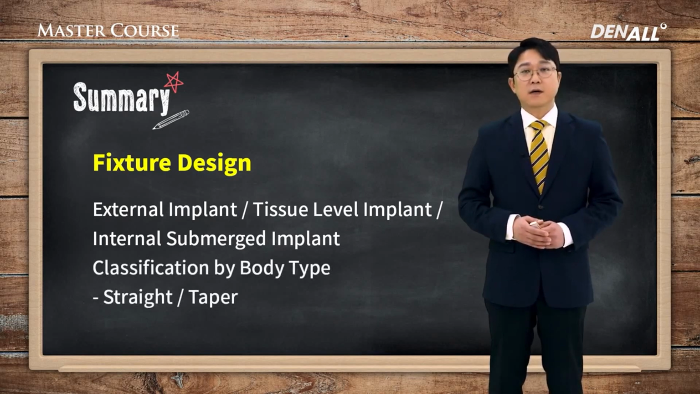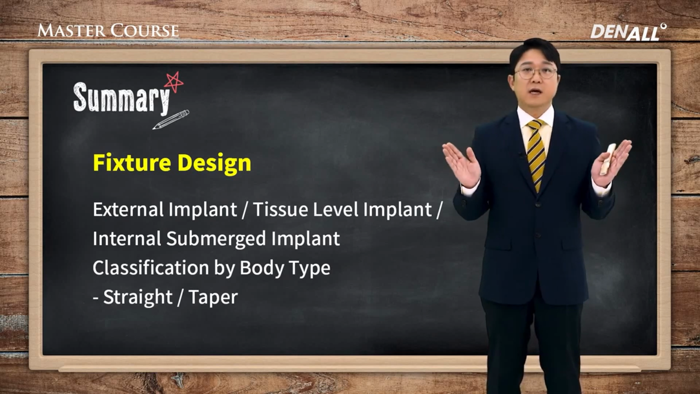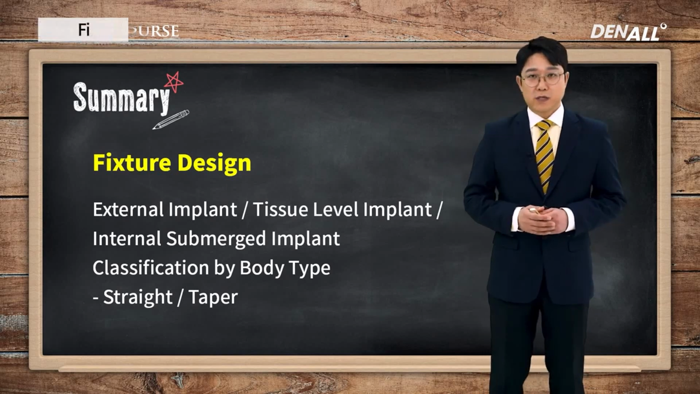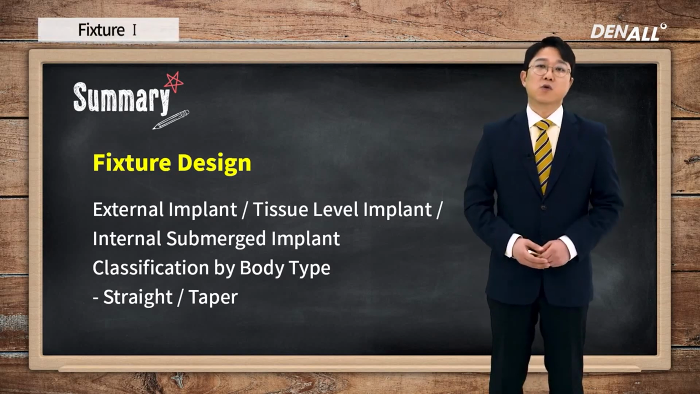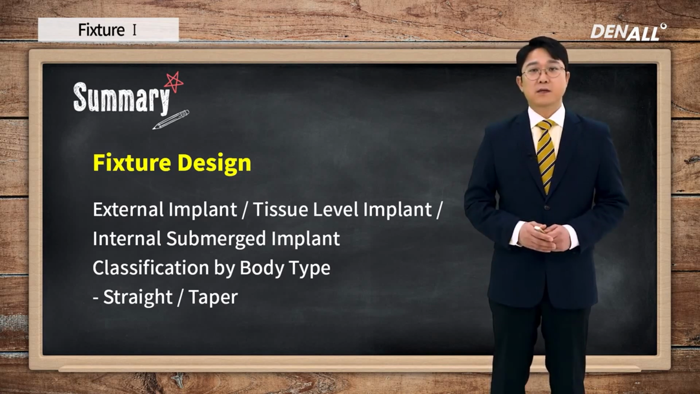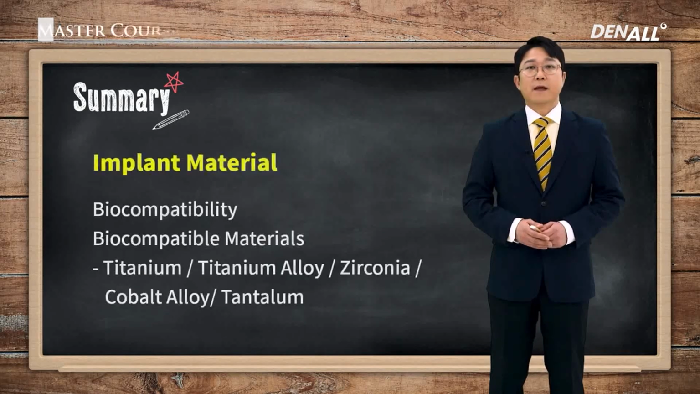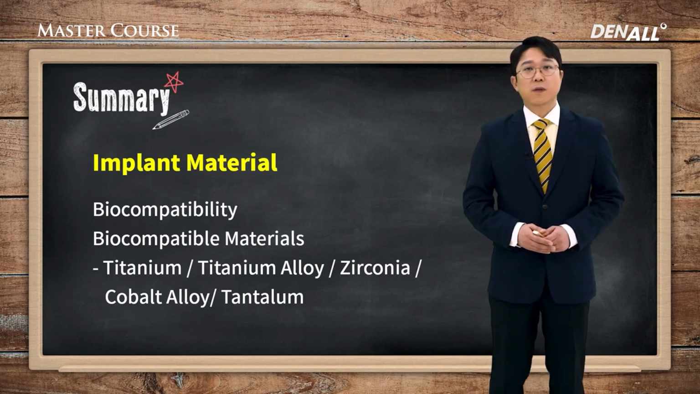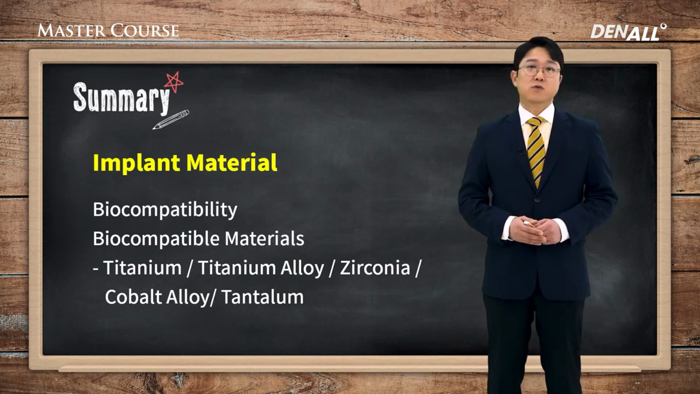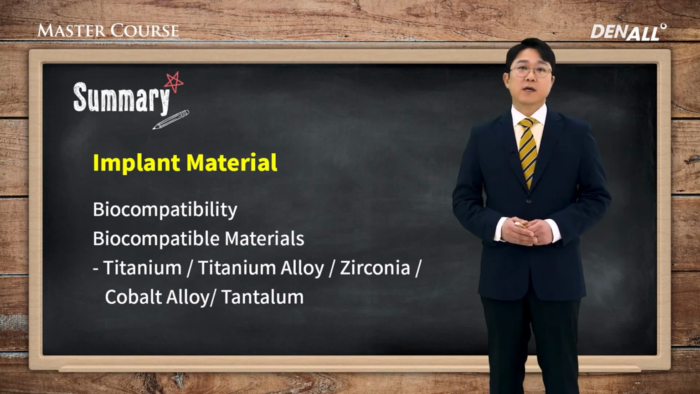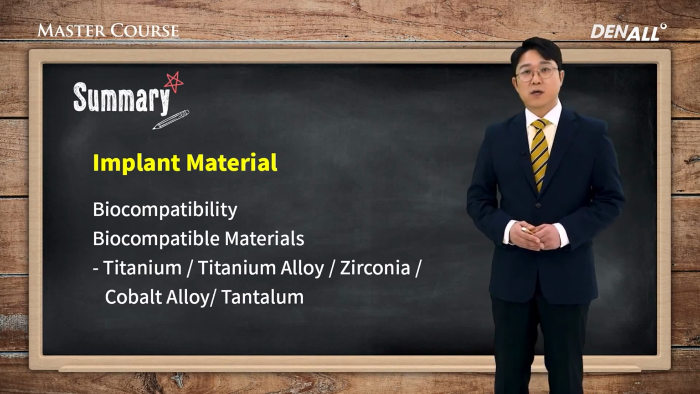Depending on the type of the fixture body, it is classified into straight and taper. Personally, I don't use a straight type. I use taper implants with good initial stability and relatively good stability with the adjacent structure. Grade 5 titanium alloy is used where high strength is required, such as narrow implants and superstructure of implants, and for other parts, grade 4 is used, which has proper biocompatibility and strength.